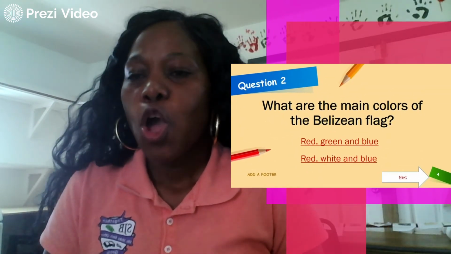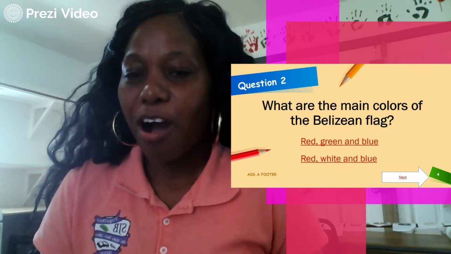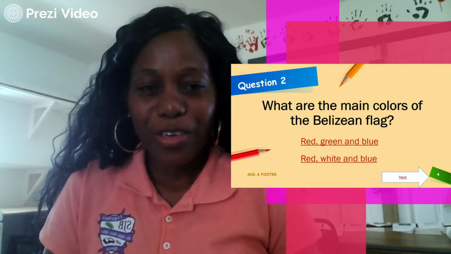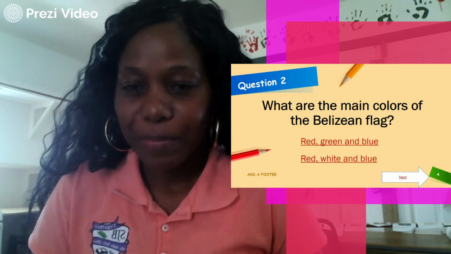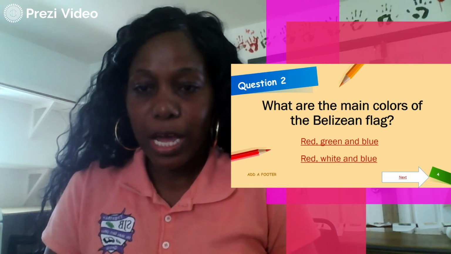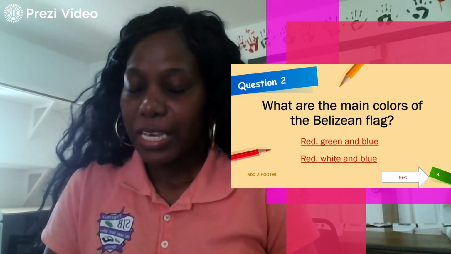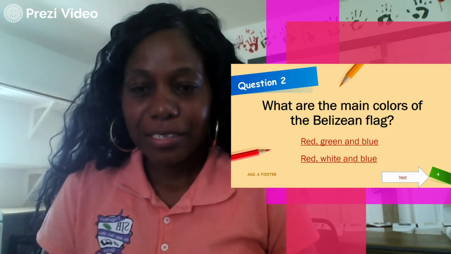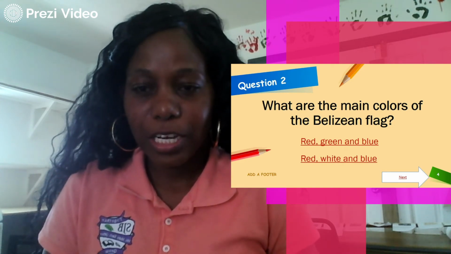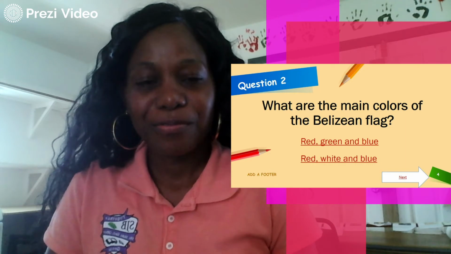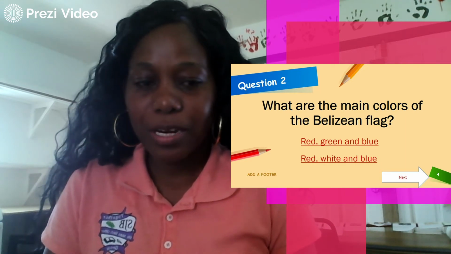Question number 2. It reads, what are the main colors of the Belizean national flag? What are the main colors of the Belizean national flag? Is it red, green, and blue? Or is it red, white, and blue? 5 seconds. Let me hear your answer. Jot it down. Good. Red, white, and blue. Let's go to question 3 now.